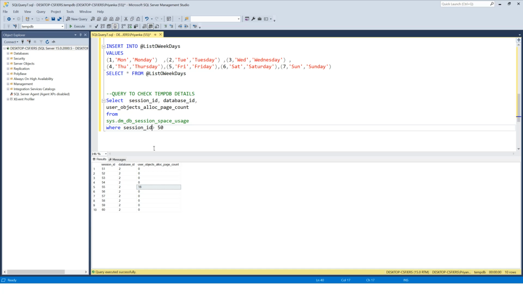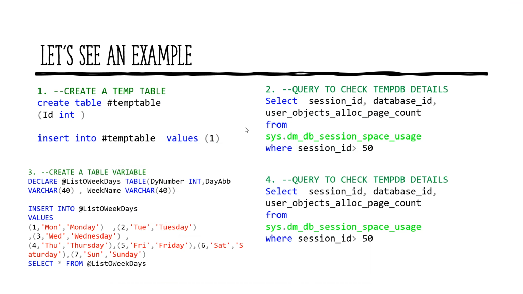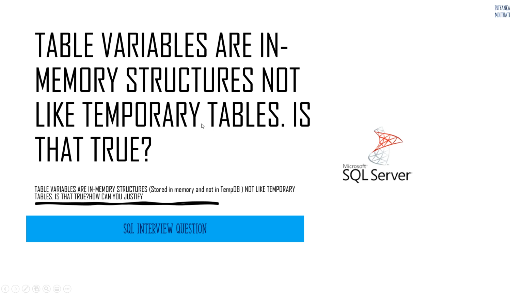So from this we can say that both the table variable and the temp table use tempdb, right? So that justifies that table variables are not in-memory structures and they do use tempdb similar to temporary tables.